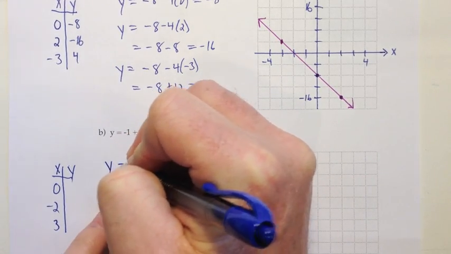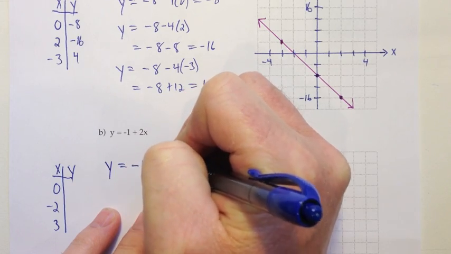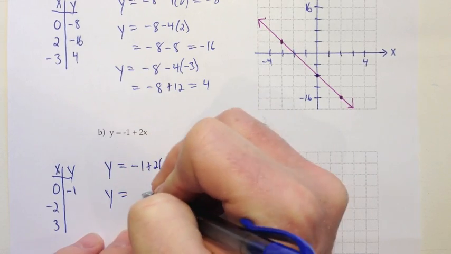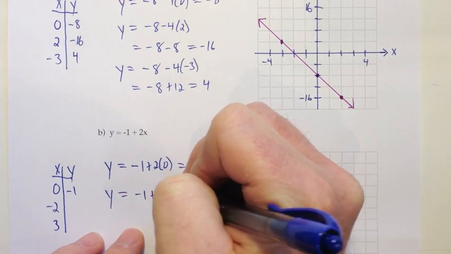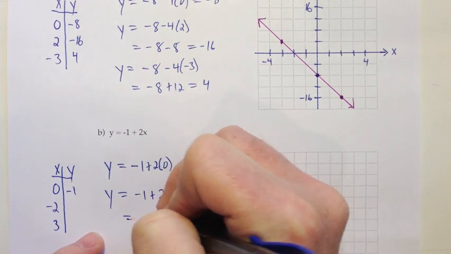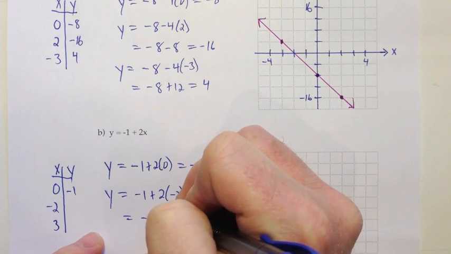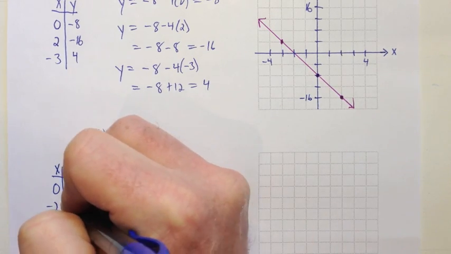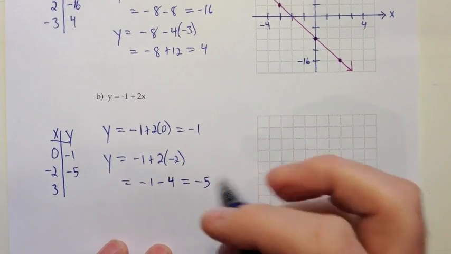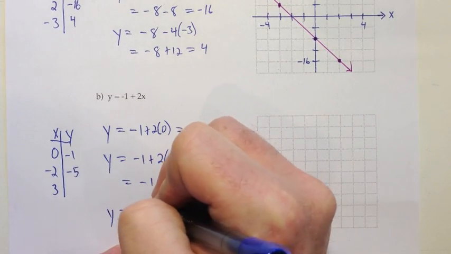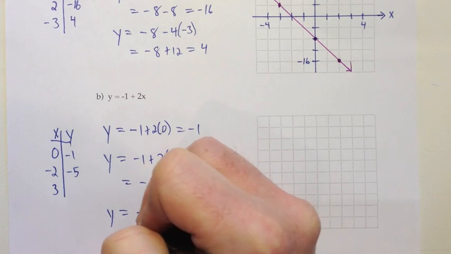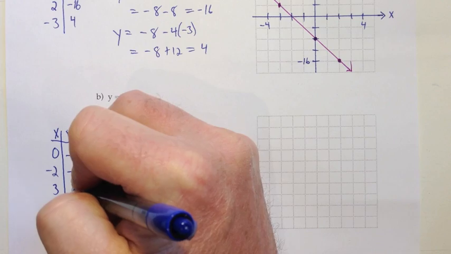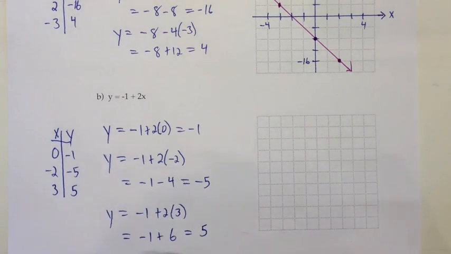So plugging those in, I get y equals -1 plus 2 times 0. That cancels out. We just get the -1. Y equals -1 plus 2 times -2. 2 times -2 is -4. And then those two negatives add together and we get -5 for that output. And then finally, if I plug the 3 in, I get -1 plus 2 times 3, which is -1 plus 6, or +5.